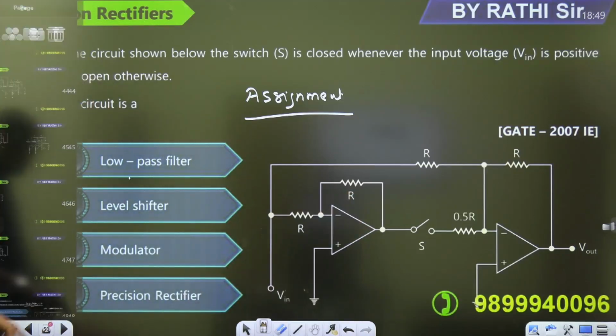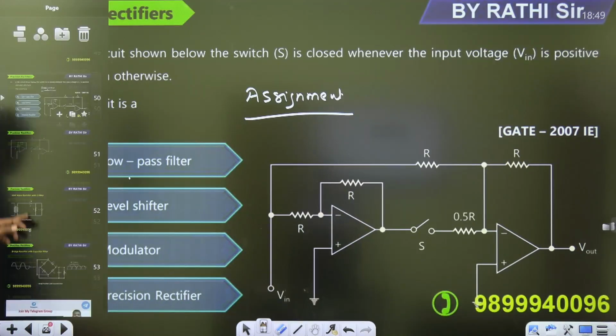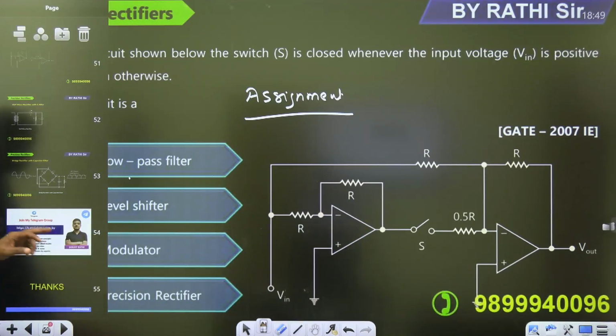Now try to solve all these questions, guys. So we will discuss more questions.